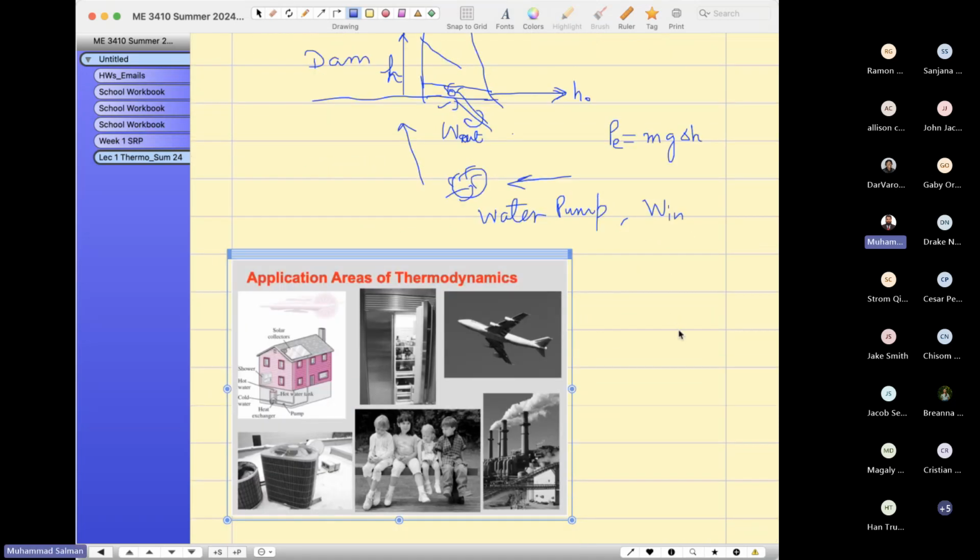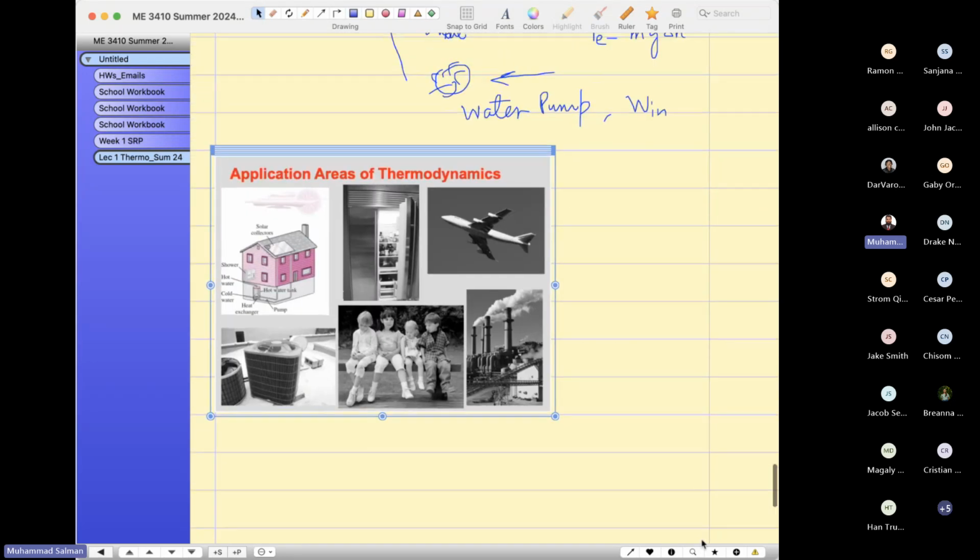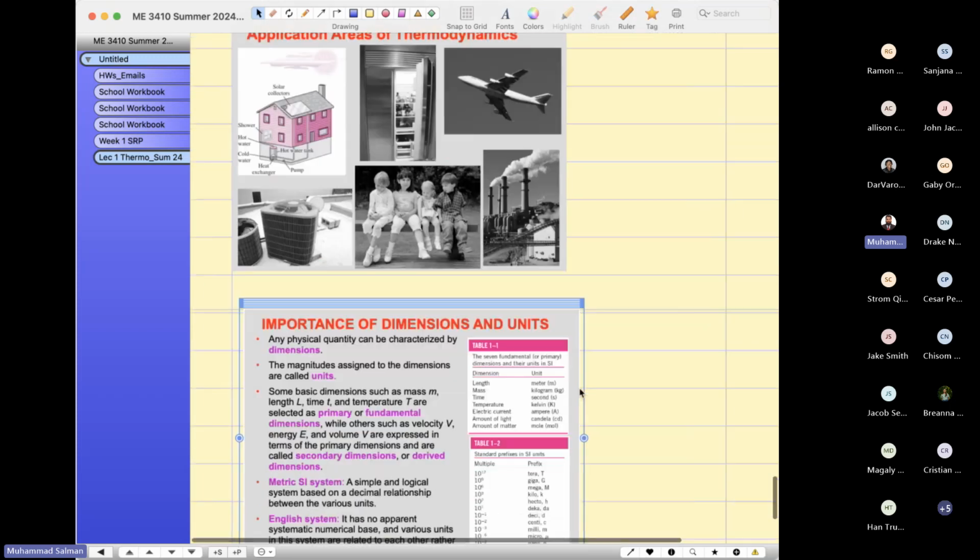So there is a vast application of thermodynamics in every field. In houses, we have HVAC systems, refrigerators, and airplane engines, air conditioners, steam turbines. Everywhere we have vast application of thermodynamics in various dimensions.